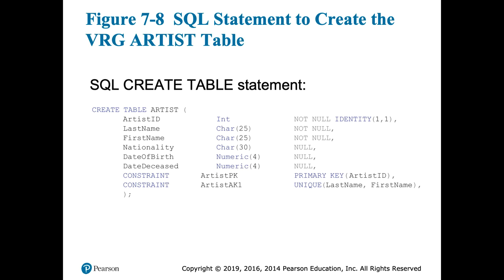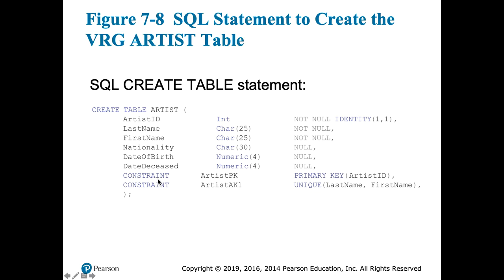like this. So this is a create table from the Microsoft SQL environment, right? And let's take a quick look at the language here. Create table, easy to understand. So we create the table artist. Each line here represents a column. So artist ID is a column, last name is a column, first name is a column, nationality, date of birth, and so on and so forth.